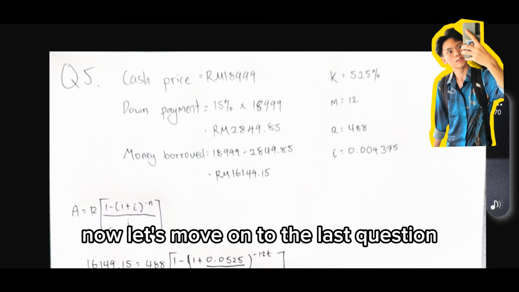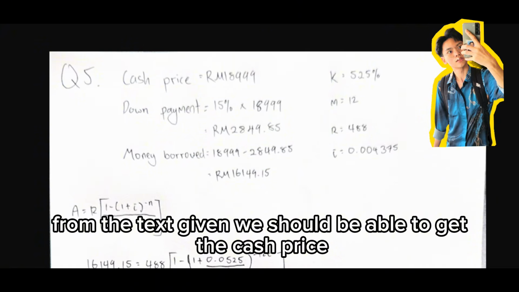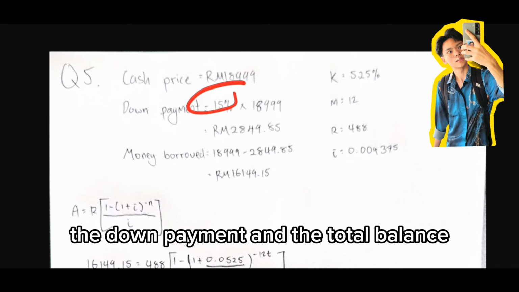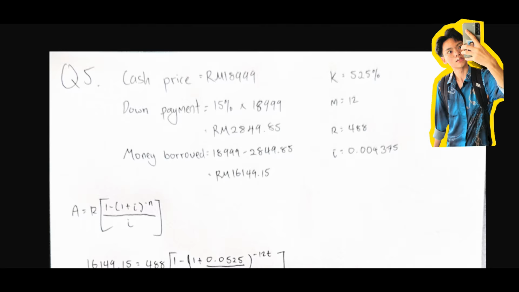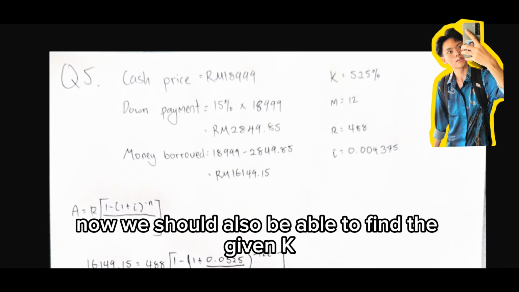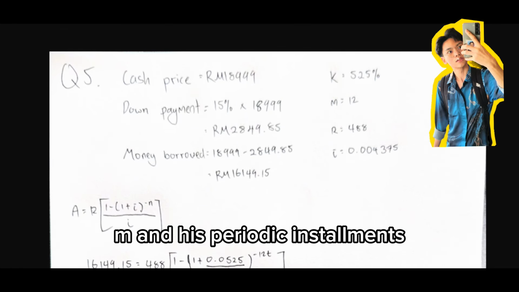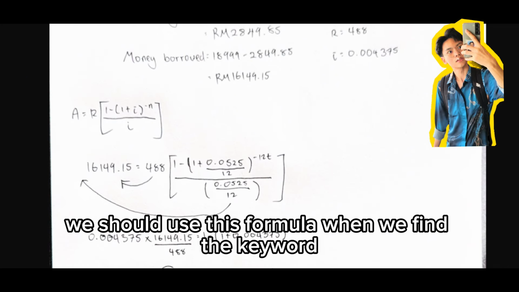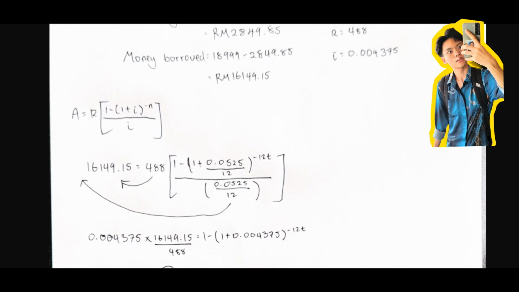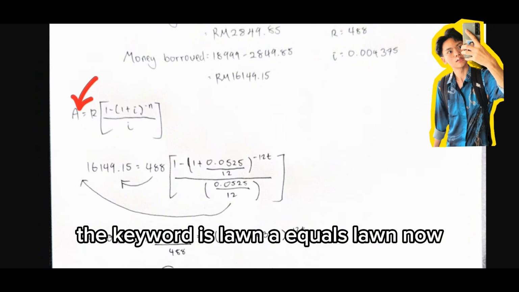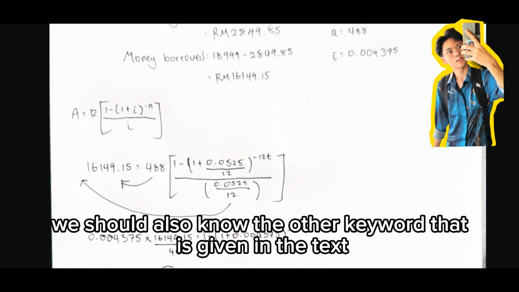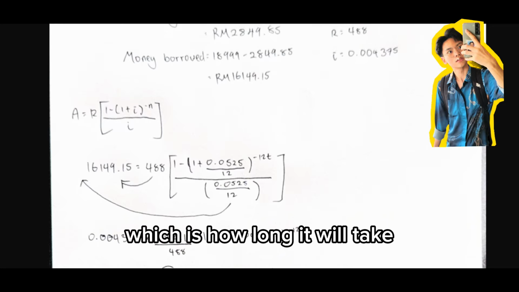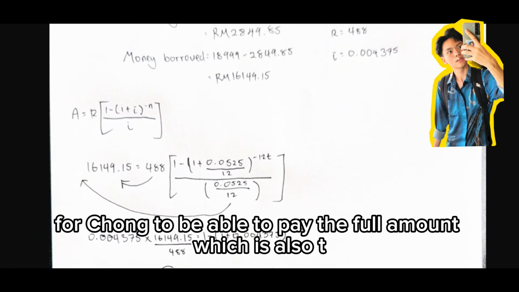Now let's move on to the last question. From the text given, we should be able to get the cash price, the down payment, and the total balance. Now, we should also be able to find the given k, m, and his periodic installments. Now, let's get into the formula. We should use this formula when we find the keyword. The keyword is loan. A equals loan. Now, we should also know the other keyword that is given in the text, which is how long it will take for Chong to be able to pay the full amount, which is also t.